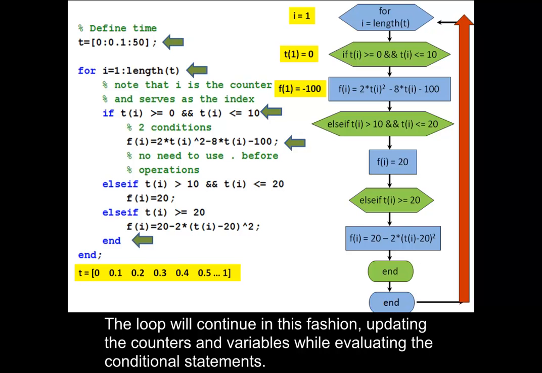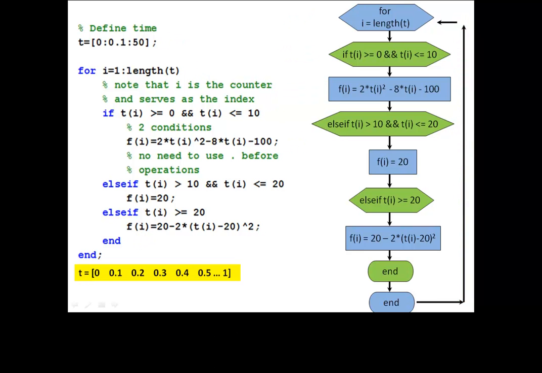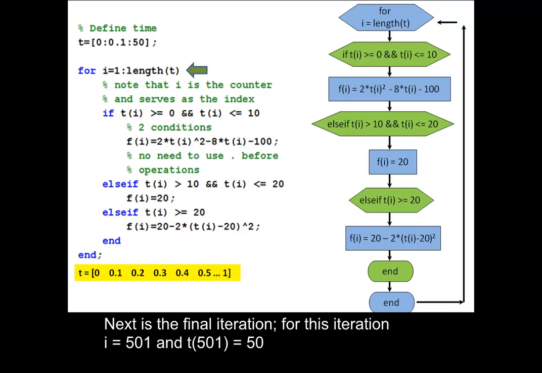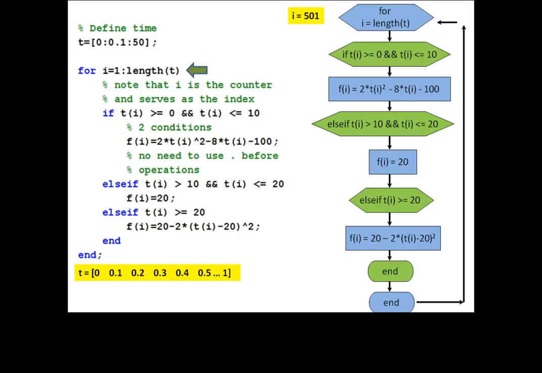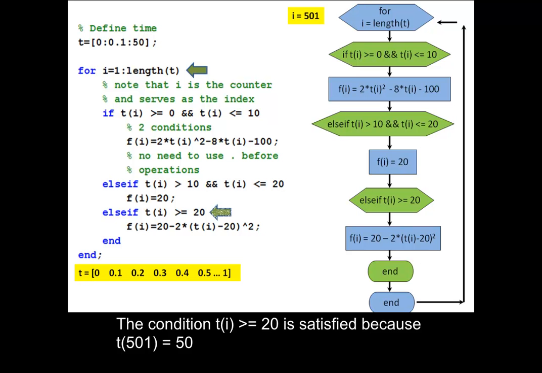The loop will continue in this fashion, updating the counters and variables, while evaluating the conditional statements. Next is the final iteration. For this iteration I equals 501 and t of 501 equals 50.